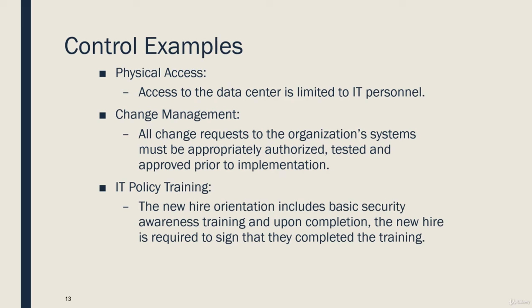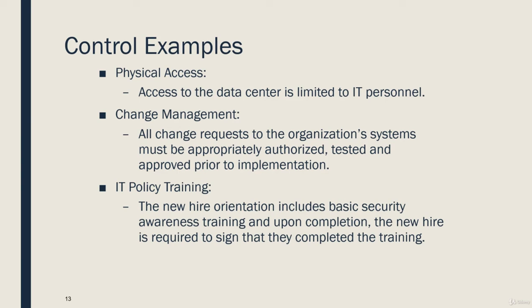The next control we have on the screen is change management. All change requests to the organization's systems must be appropriately authorized, tested, and approved prior to implementation. This also has some of the elements we discussed, because you can see here we're talking about the change requests. That's the part of the control, and it's telling you the specific activities that have to occur for change requests, which includes authorization, testing, and approval before you implement it in production. The word production is missing here. That's an improvement that we could add, but you can see here that several elements are present to make it very clear what this control is about.